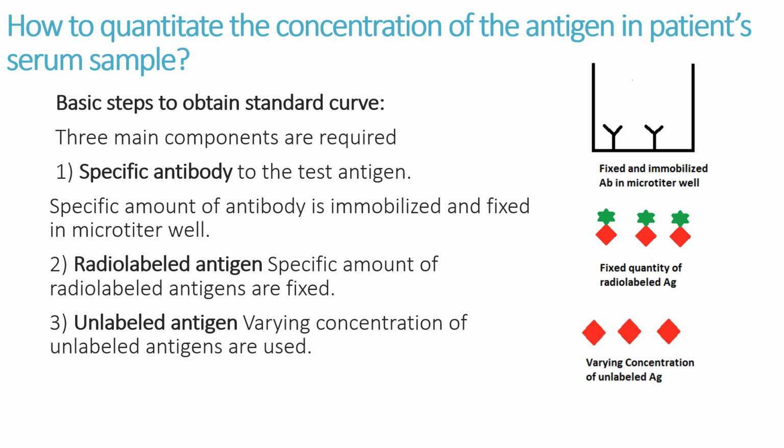We require three main components. Here, make it a point that all these components and their quantities are known to us. First component is the specific antibody to the test antigen. The quantity of antibody is fixed and immobilized in the microtiter well. Second component is radio-labeled antigen. The quantity of radio-labeled antigen is again fixed. This quantity is enough to saturate all the antigen binding sites in the well. Third component is unlabeled antigen. We are using varying concentrations of unlabeled antigen.